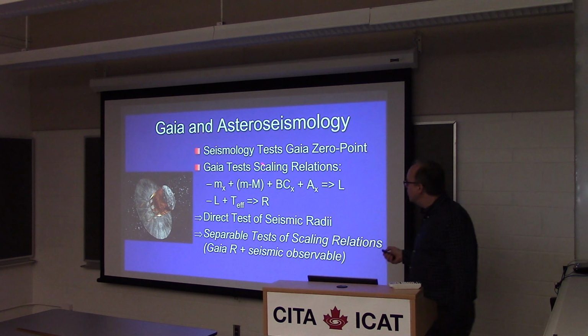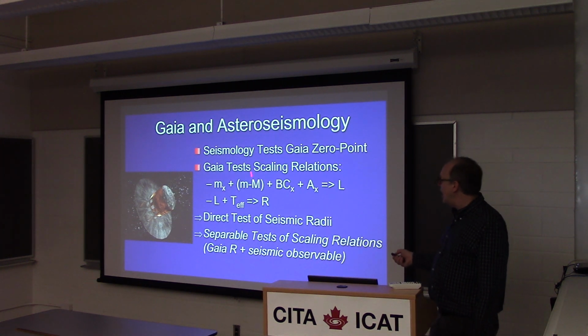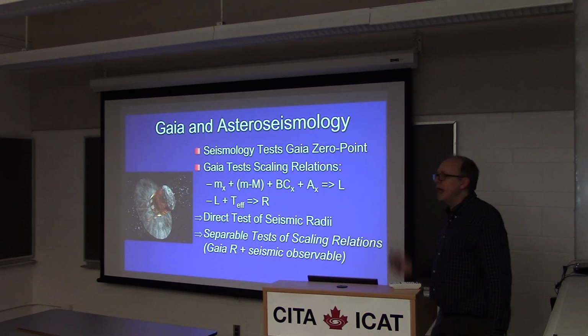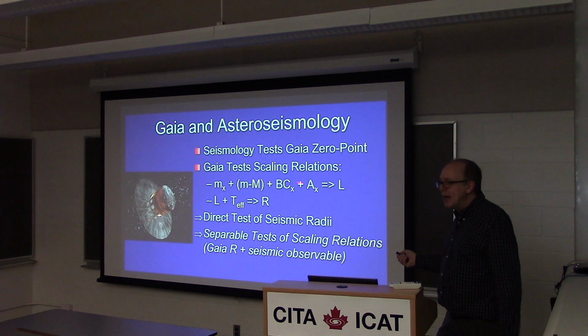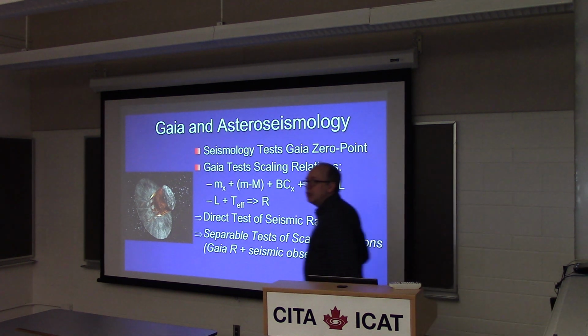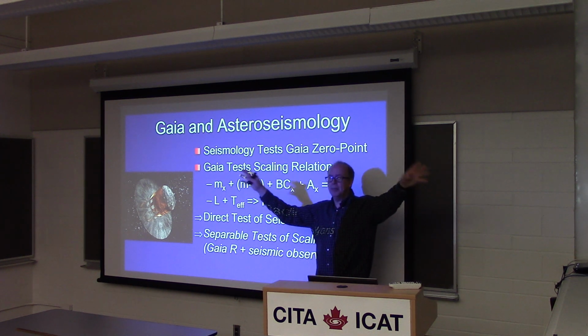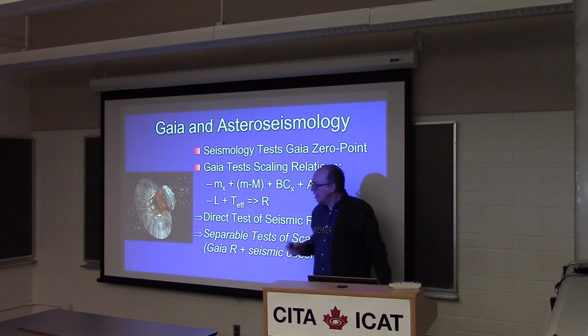The chain of logic goes like this. I have an apparent magnitude in Gaia. I have a distance I infer from geometry. I have a bolometric correction and extinction that gives me an L. L and Teff from spectra gives me an R. And I can therefore check my asteroseismic radii with a completely independent method with completely different systematics.